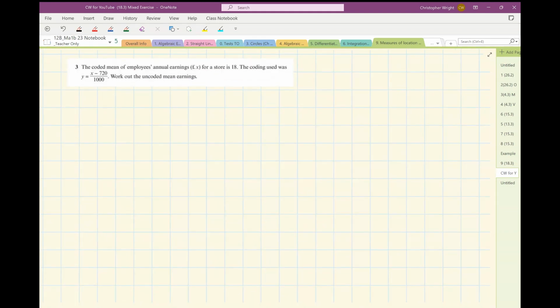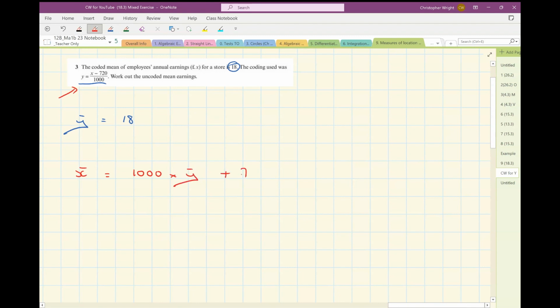Question 3. The coded mean of the employee's annual earnings for a store is 18. The coding used was that, so y bar equals 18, and I'm asked to work out x bar. Well, if I rearrange this formula here to make x the subject, then x bar is going to be 1,000 times y bar plus 720. So that's going to be 1,000 times 18 plus 720. Well, that looks like 18,720 pounds to me.